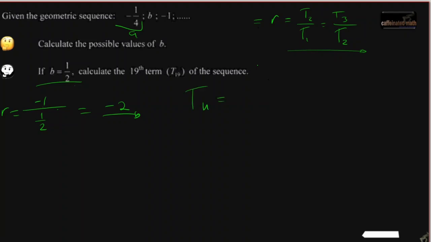So the general term is always equal to a multiplied by r to the power n minus 1. Substituting those values, we get -1/4 multiplied by, well, what's our ratio? As we said, -2, and given that it's t19, that's 19 minus 1, which is just 18 in this case. As you can see, with any good calculator, that should be 2 to the power 16. That is term 19.